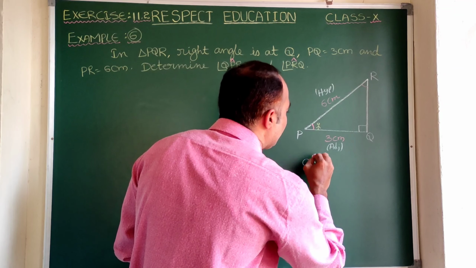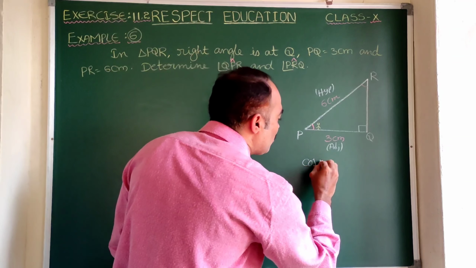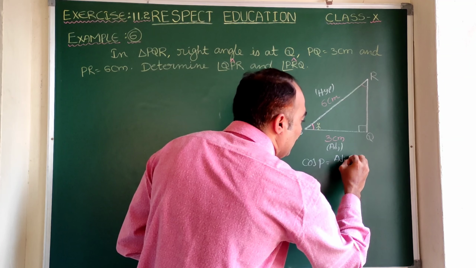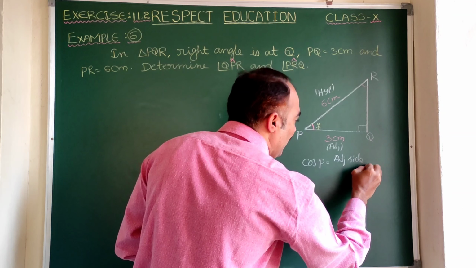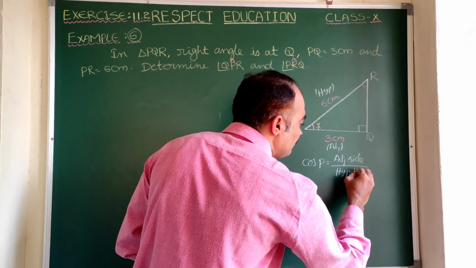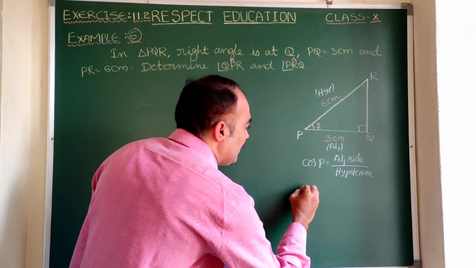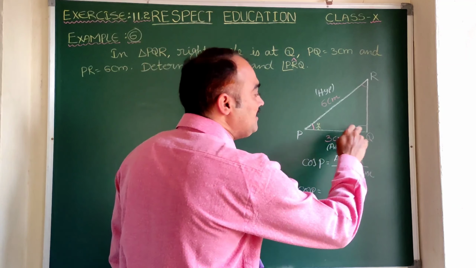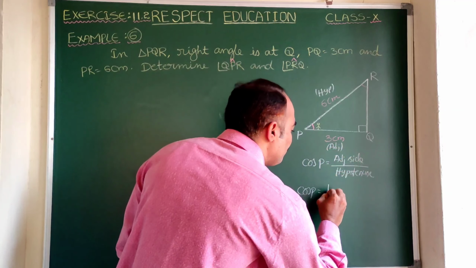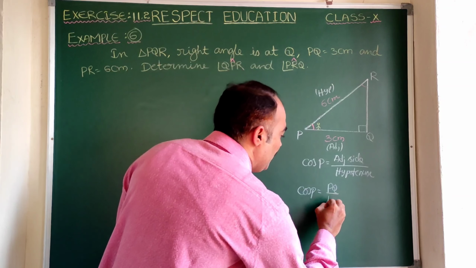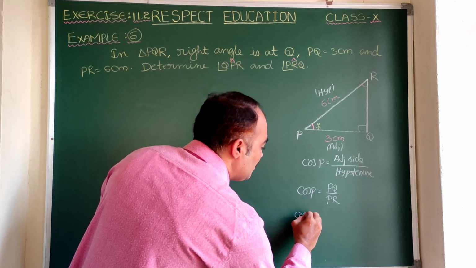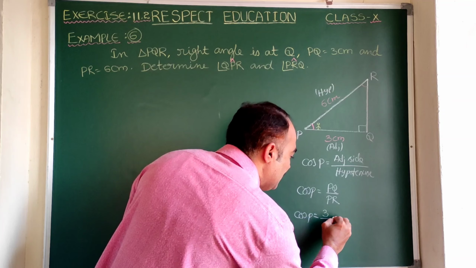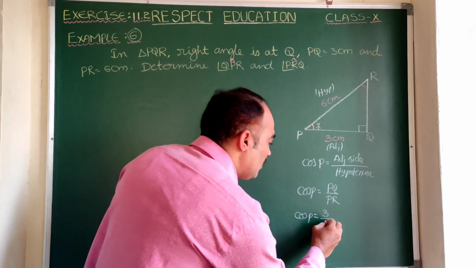Here we can take P in place of theta. So cos P is equal to, what is the formula? Adjacent side to theta by hypotenuse. Now cos P is equal to adjacent side PQ by hypotenuse PR. What is the value of PQ? 3 centimeter. I am writing 3 by what is PR? 6 centimeter. So I am writing 6.